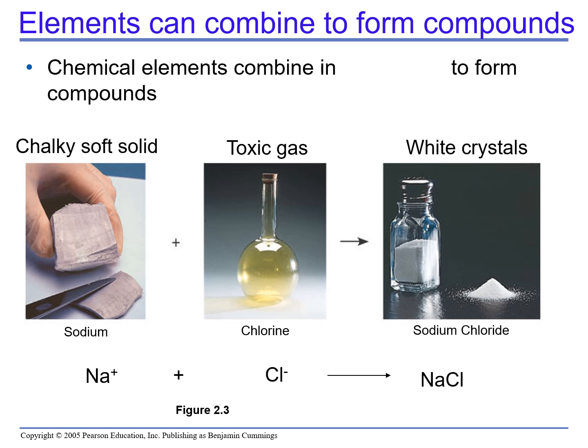Elements can combine to form compounds. Chemical elements combine in fixed ratios to form compounds. Here you can see chalky soft solid sodium, and the toxic gas chlorine being added together to create table salt, which is sodium chloride.